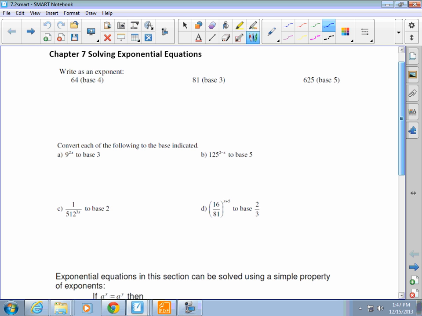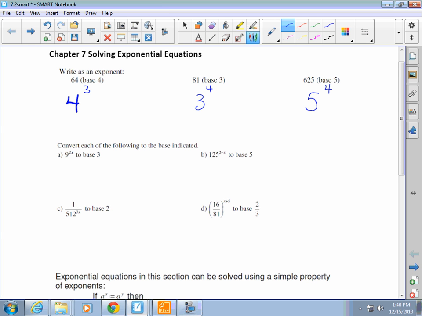So if we want to write 64 as an exponent with a base of 4, that means I'm going to have 4 to the power of whatever will give 64. Well, 4 cubed is 64. 81 written with a base of 3 would be 3 to the power of 4, because 3 multiplied by itself 4 times gives you 81. 625 written with a base of 5 will be 5 to the power of 4. So that's pretty straightforward, nothing too difficult there.